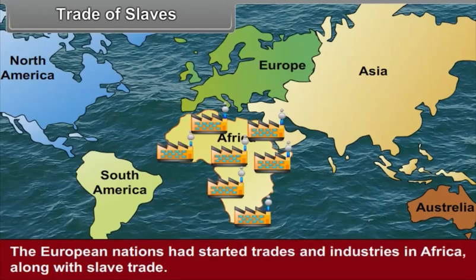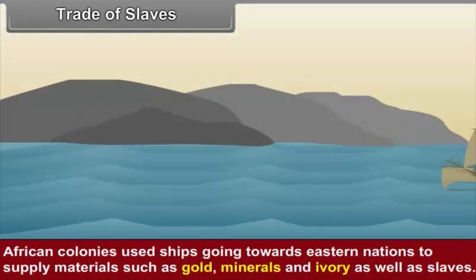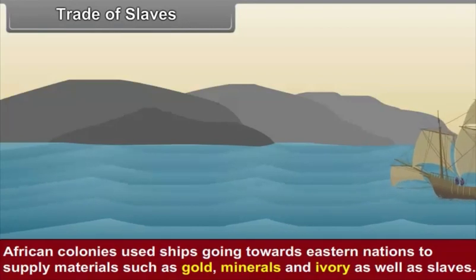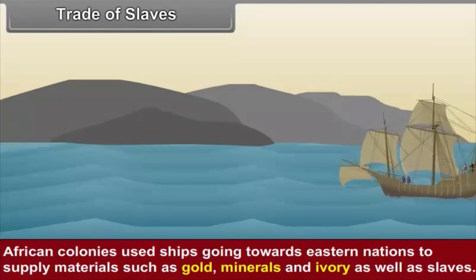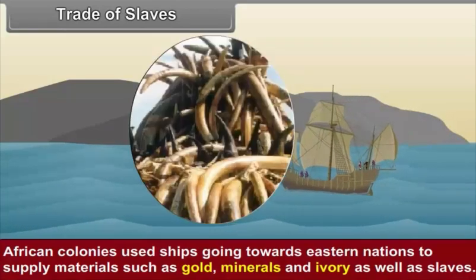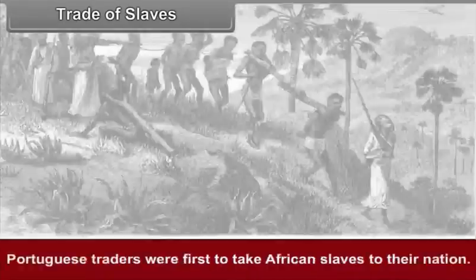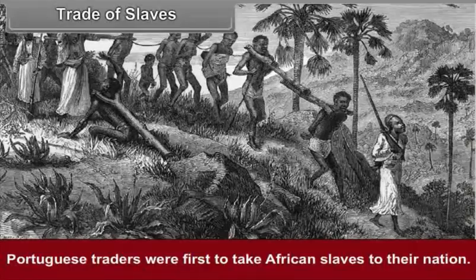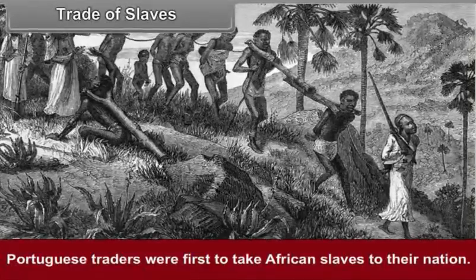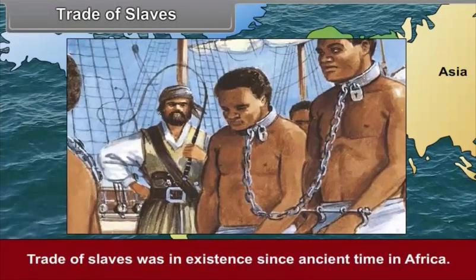Trade of slaves. The European nations had started trades and industries in Africa, along with the slave trade. African colonies used ships going towards Eastern nations to supply materials such as gold, minerals, and ivory, as well as slaves. Selling slaves was the main trade. Portuguese traders were first to take African slaves to their nation. The trade of slaves was in existence since ancient times in Africa.